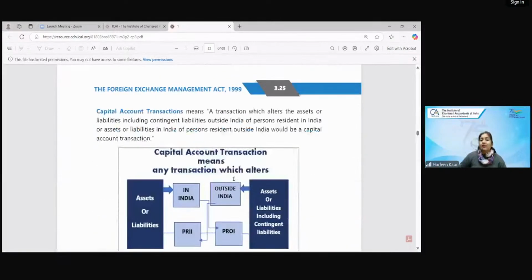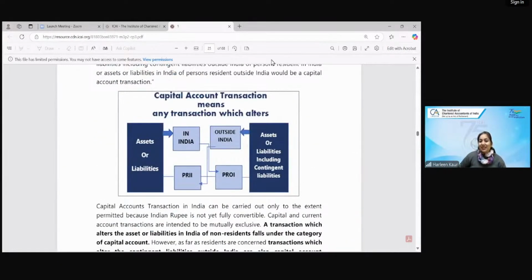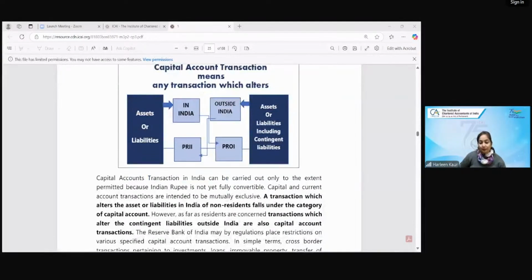Why? Because assets and liabilities are always part of your balance sheet. So if any asset or liability is created in India, or assets or liabilities including contingent liabilities outside India are being altered, then it is a capital account transaction. My question to the class: in India, do we have to include contingent liability, yes or no? If we are seeing assets and liabilities held by a person resident in India, do we have to include contingent liabilities? No, ma'am. Good. And outside India, if we are holding, then it is assets, liabilities, as well as contingent liabilities.